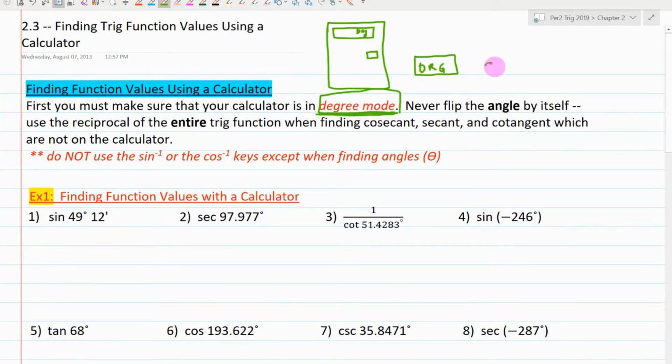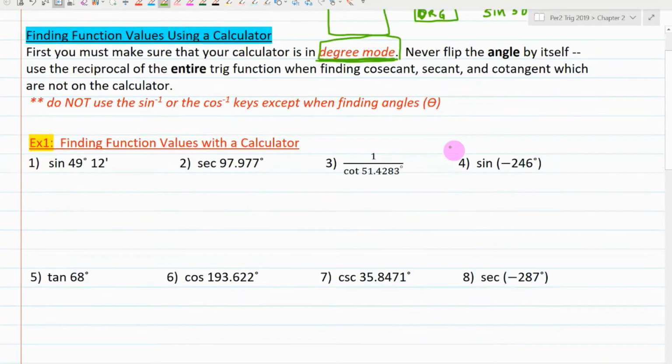Now, if you want to check, you can put sine of 30 in your calculator. It will give you 1/2 or 0.5, because a lot of calculators will just give you decimals. If it does, that means you're in the correct mode. If not, you might have to read your manual to try to flip between degree, radians, and gradient mode. It needs to be in degree mode.